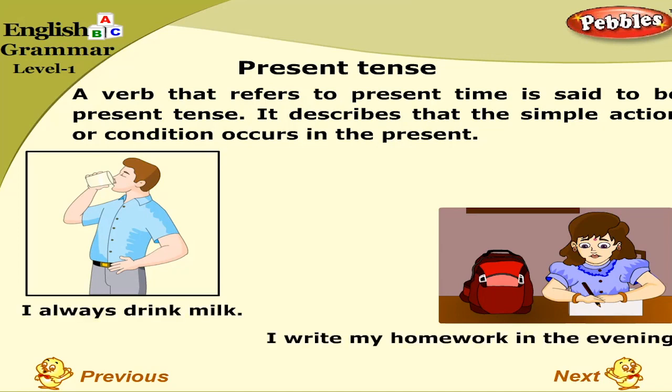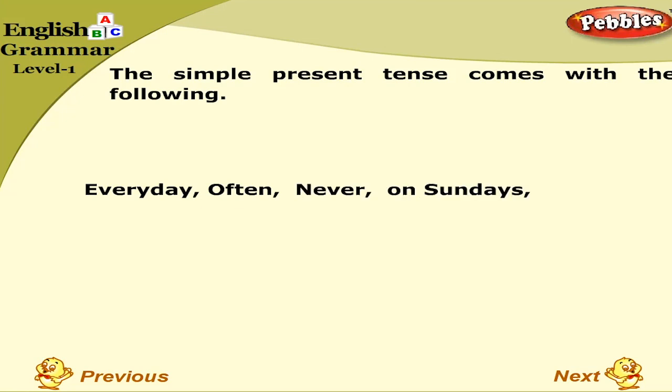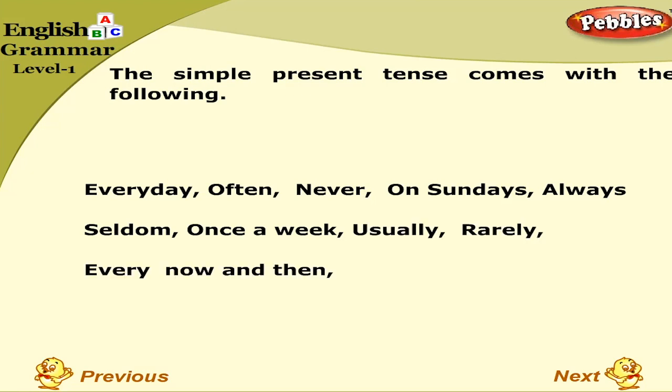I always drink milk. I write my homework in the evening. Here, the verb write mentions the present time. The simple present tense comes with the following time adverbials: every day, often, never, on Sundays, always, seldom, once a week, usually, rarely, every now and then, twice a year.